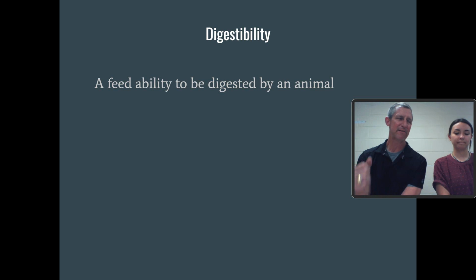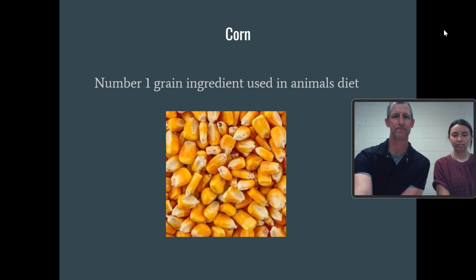But if we smash it up, we break it down, we grind it for them, like with a machine, and then have it in our feed, they're able to digest that a whole lot more and a whole lot better than what they would. And so as we feed these animals, we want to make sure that the feeds we're feeding them are very digestible and that they're getting all the nutrients and things that they need from that feed so they can grow properly. So digestibility, a feed's ability to be digested by an animal.